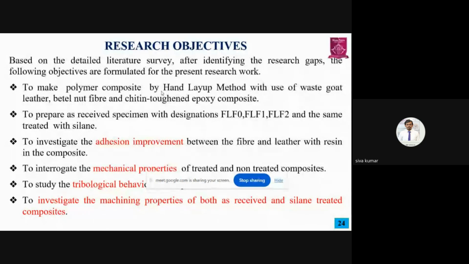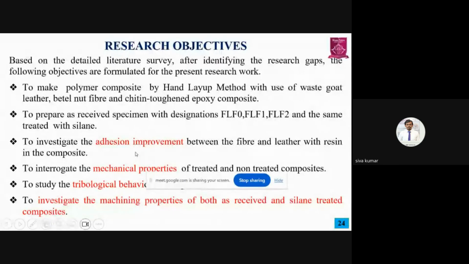So my objective here is to make composite material by using a very familiar method, the hand layup technique, using waste goat leather and betel nut fiber and chitin toughened epoxy composite. Chitin toughened epoxy is used to enhance the bonding strength of the betel nut fiber and leather. The second is to prepare as-received specimens, which I have designated as FLF0, FLF1, FLF2. And there is one more specimen, pure epoxy material, which I made for reference as a comparison.